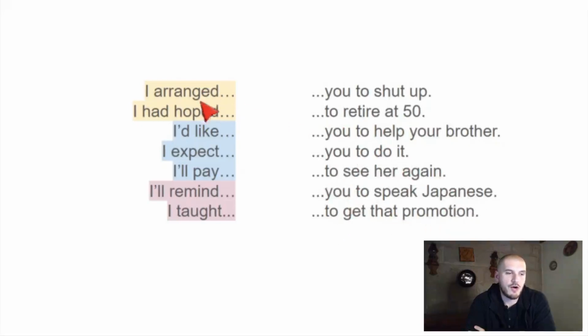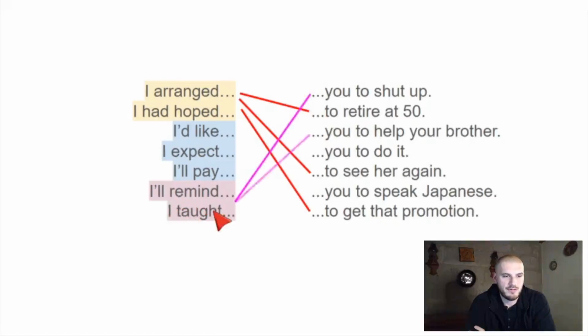So these guys only go with infinitives. So definitely I had hoped or I arranged to retire, I arranged to see her again, and I arranged to get that promotion. You can see these are infinitives, to, and to. These guys here, these purple ones, I'll remind and I taught, are definitely always with you to shut up, you to help your brother, you to do it, you to speak Japanese. So I taught you to speak Japanese. I'll remind you to do it. I taught you to help your brother. I'll remind you to shut up. Okay, so these guys only go with object and then the infinitive.